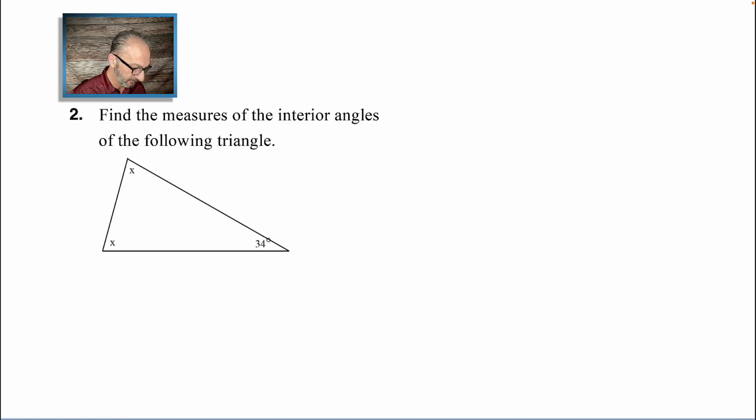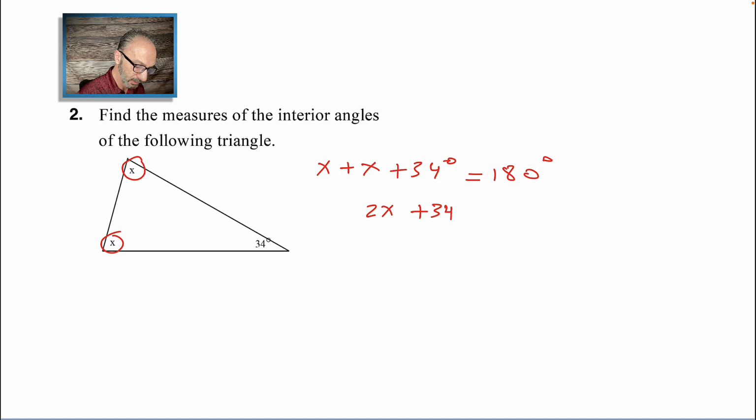Number 2, find the measures of the interior angles of the following triangle. Well, we are given that this angle and this angle are equal, and we know that the sum of the angles in degrees of any given triangle adds up to 180 degrees. So that's 2x, x plus 34 equals 180. Let's not write the degrees just for the convenience.